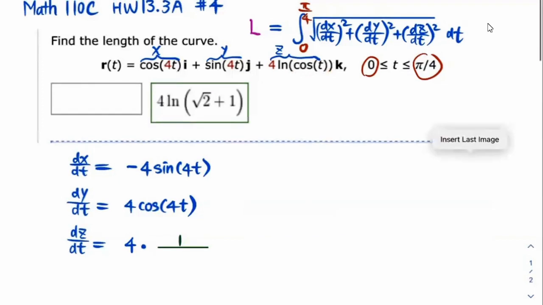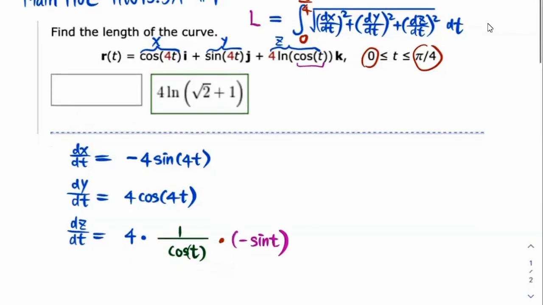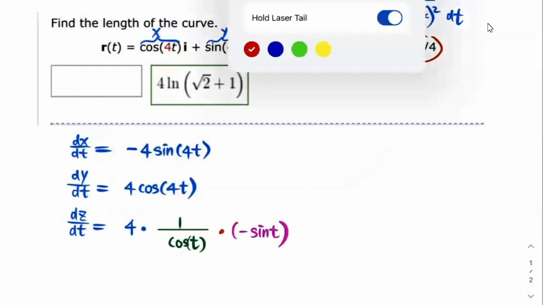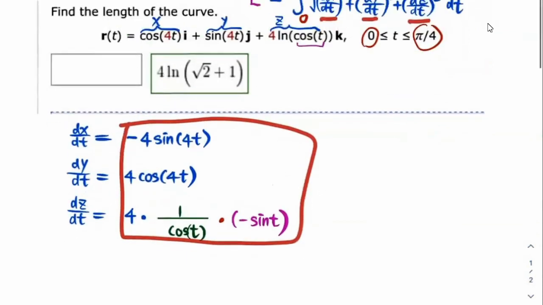So it's 1 over cosine of t. But then by the chain rule, we have to multiply by the derivative of this inner function, which is cosine of t. Now, what's the derivative of cosine t? Negative sine t. You got it, negative sine t. So you just use the chain rule to get the derivative right here. Okay, good job. All right, now all we have to do is put all of these ingredients into this formula over here.